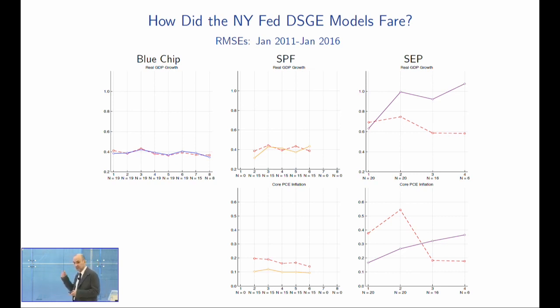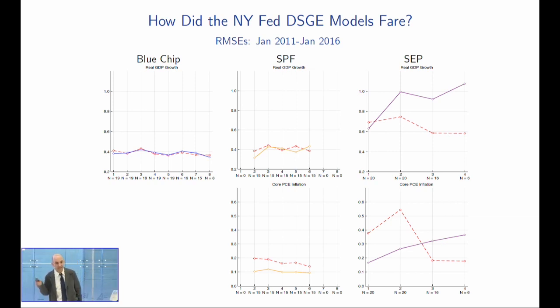The Blue Chip is just a collection for a private service that puts out the forecasts from various financial forecasters. Well, the result is that they're on top of one another. So in real time, we did about as well as those other guys.